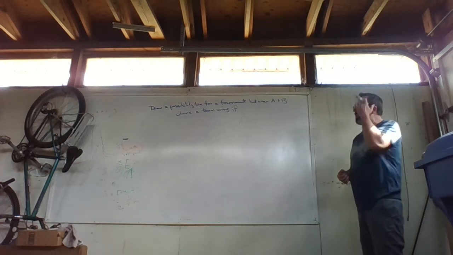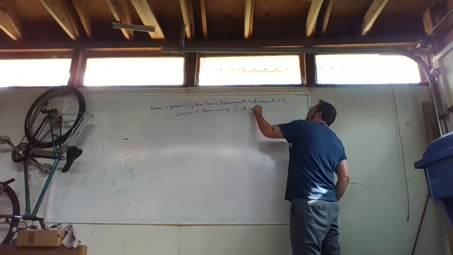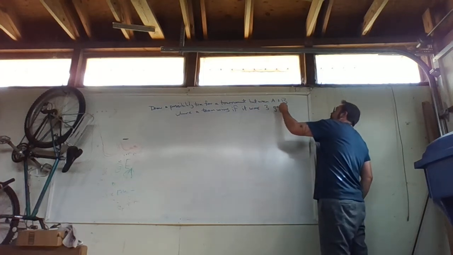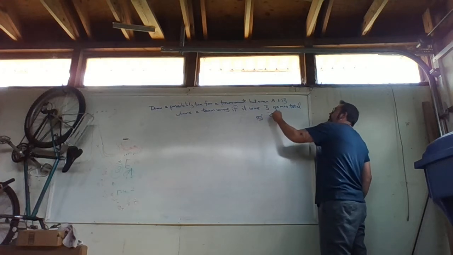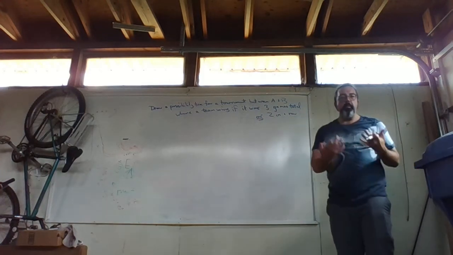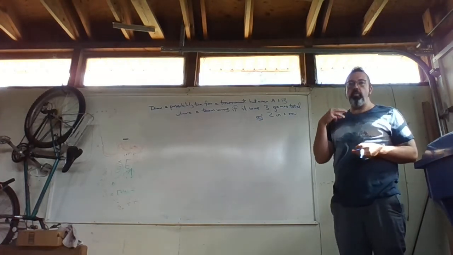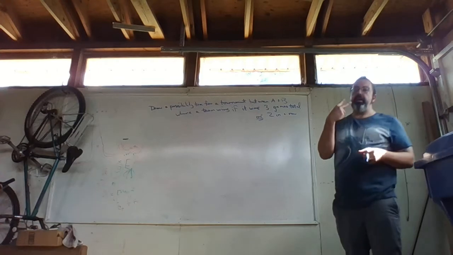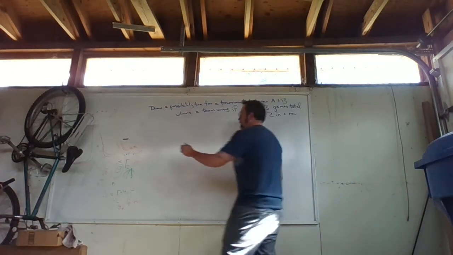Where a team wins if it wins 3 games total or 2 in a row. And the idea of this might be that they have momentum. They're proving themselves a superior team by demonstrating not that they win 3 overall, but that they have 2 in a row under their belts. So here's how it's going to look.